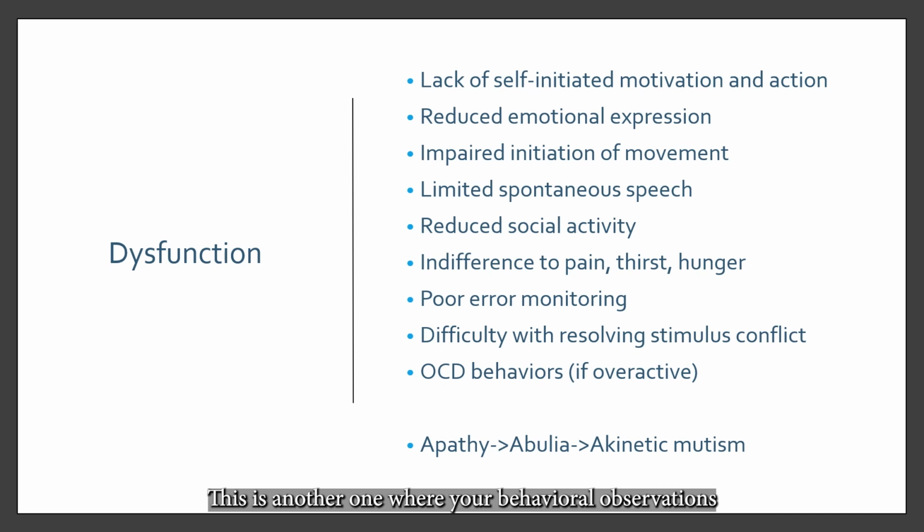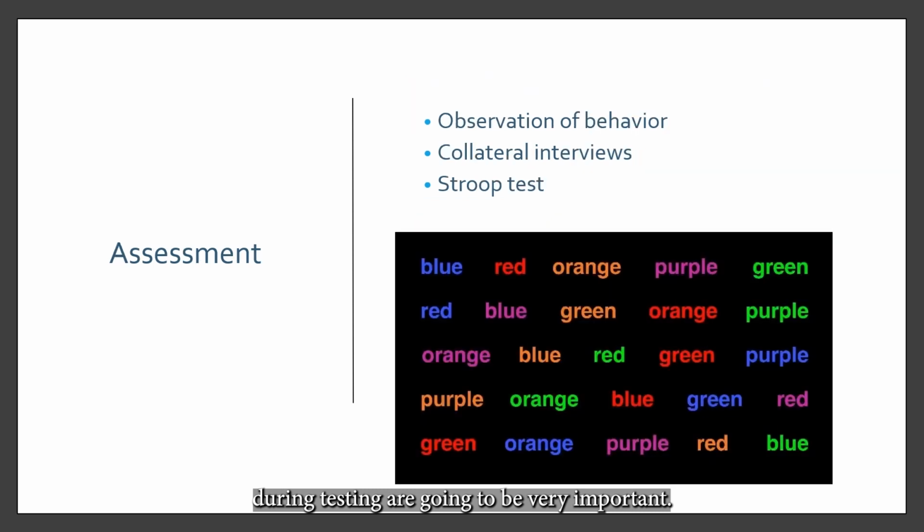This is another one where your behavioral observations during testing are going to be very important. So is the person needing a lot of cueing to engage in the tasks? Are they persisting or are they discontinuing early? Are they making spontaneous conversation with you? Emotionally, are they expressive or do they seem like they have more restricted affect? Collateral interviews as well, or scales, can give you an idea of apathy in those behaviors.